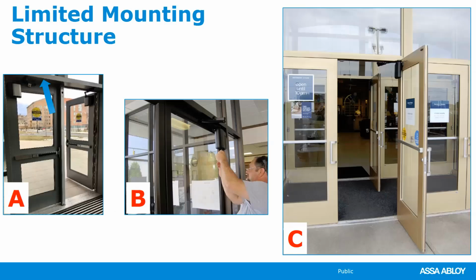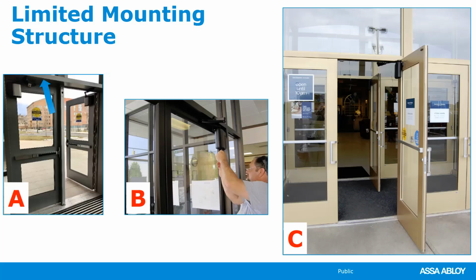Special application 2, limited mounting structure. So in all 3 pictures, A, B, and C, a glass transom above the door opening only leaves a tubular frame available to mount the traditional overhead style operator. In most cases, some type of reinforcement or an angle bracket would be needed for secure attachment. So in picture A, there's an arrow that depicts a non-structural cover that conceals the existing hydraulic door closers and thus would not be a secure attachment point.